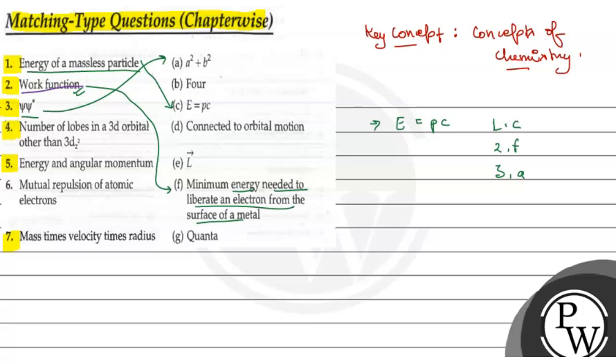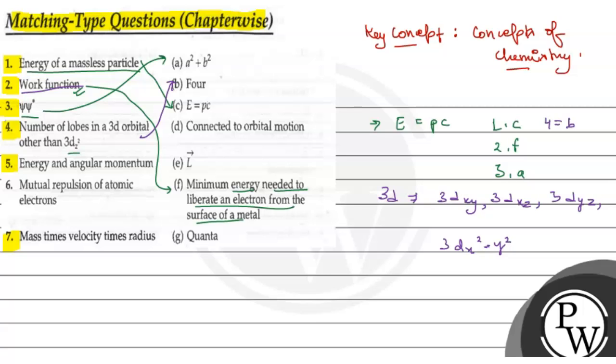Then we have number of lobes in a 3D orbital other than 3dz square, right? एक 3D orbital में कितने number of lobes होते हैं? So basically एक 3D orbital में number of lobes होते हैं 3dxy, 3dxz, 3dyz, and we have 3dx square y square, right? So we can say we have a total number of lobes, that is B. It will go with B, that is 4 lobes. So we can say option number 4 will go with B.